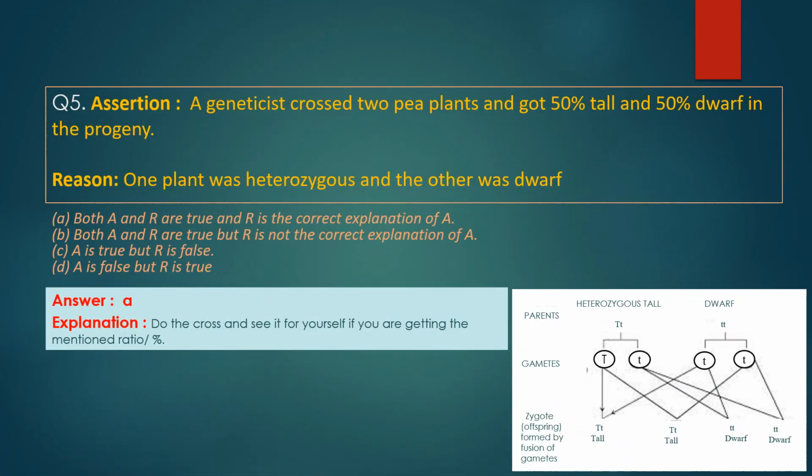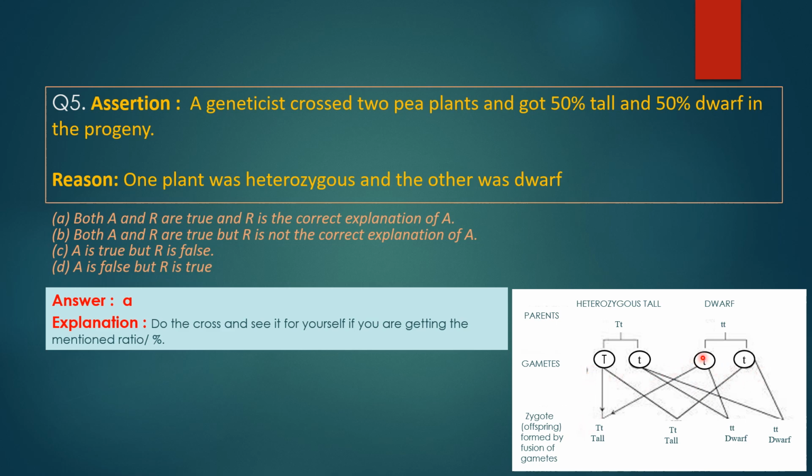Question 5. Assertion: A geneticist crossed two pea plants and got 50% tall and 50% dwarf in the progeny. Reason: one plant was heterozygous and the other was dwarf. For these questions, I would suggest that you first make the cross. So let's cross the two parents, heterozygous tall, that is capital T small t, and dwarf, small t small t. This parent will produce two types of gametes, one with capital T, one with small t. This one will produce gametes which are both small t.